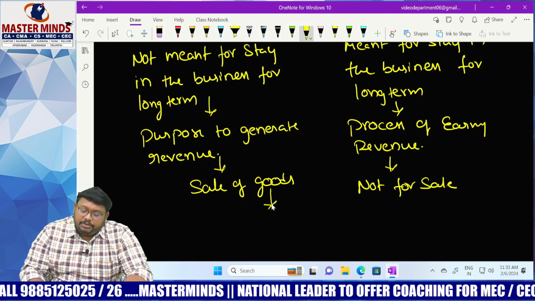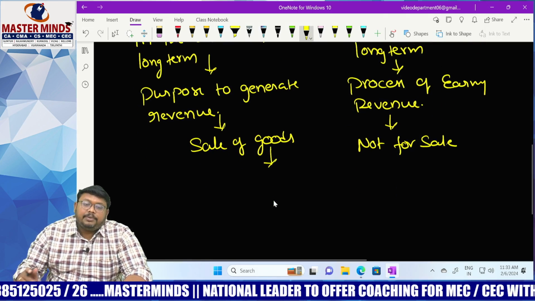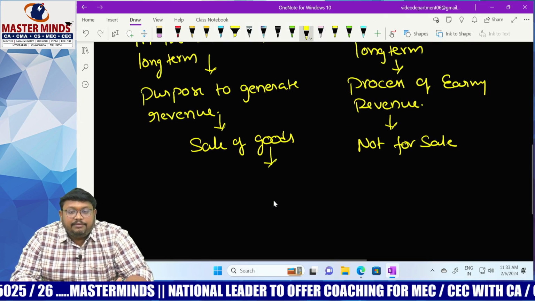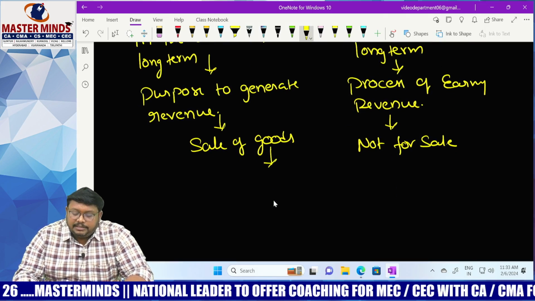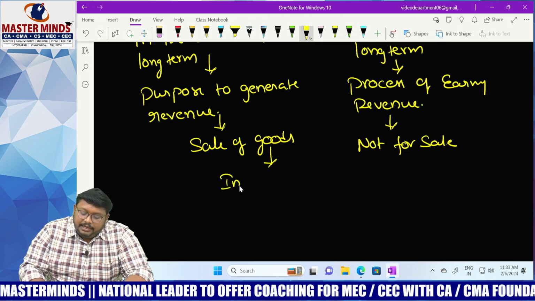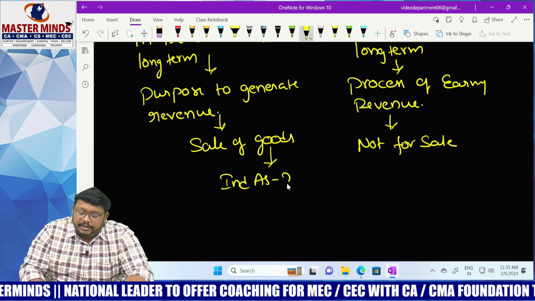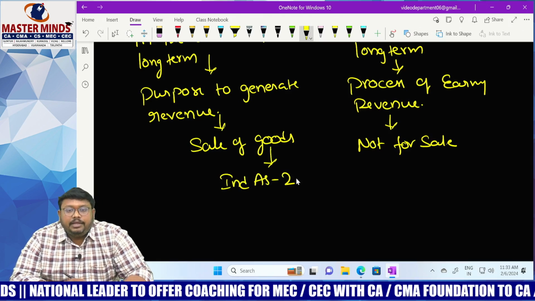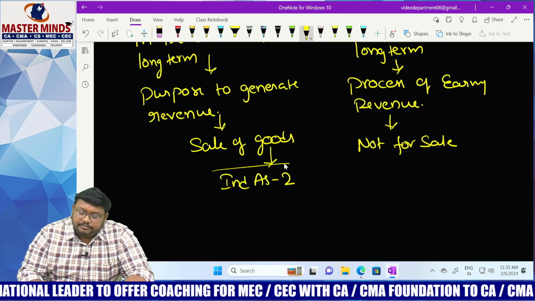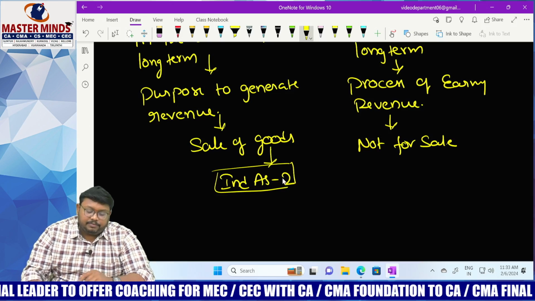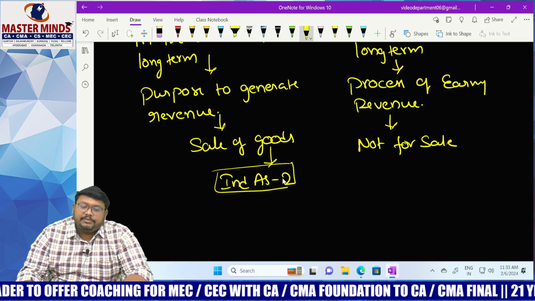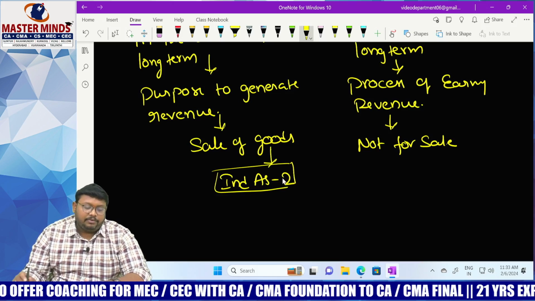So relating to the goods, we have a separate standard in accounting standards. We have AS 2, valuation of inventories. So here we have Ind AS 2, the Indian Accounting Standard 2. That deals with the goods, inventories. And relating to the assets, we have different standards. So I will tell you one by one.